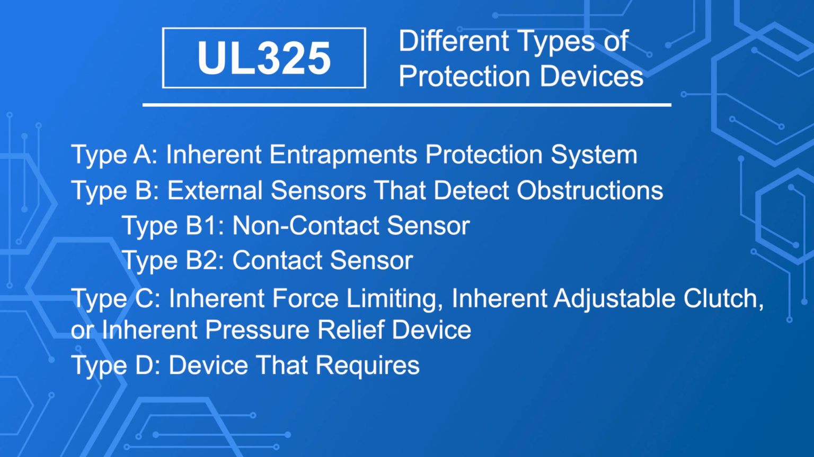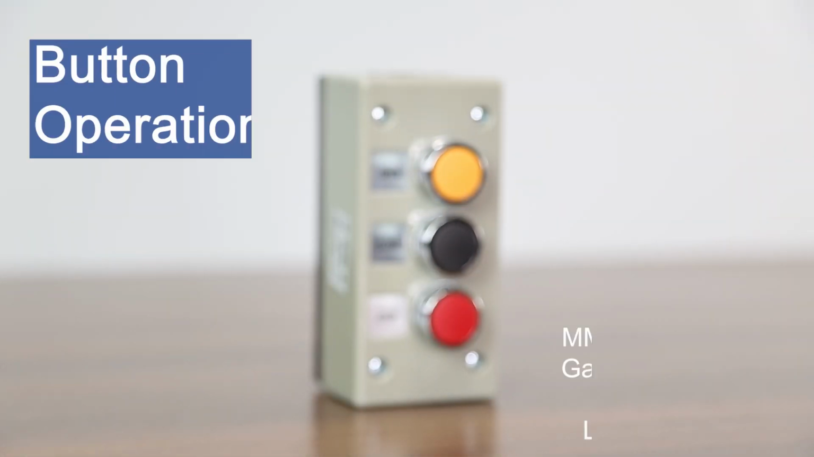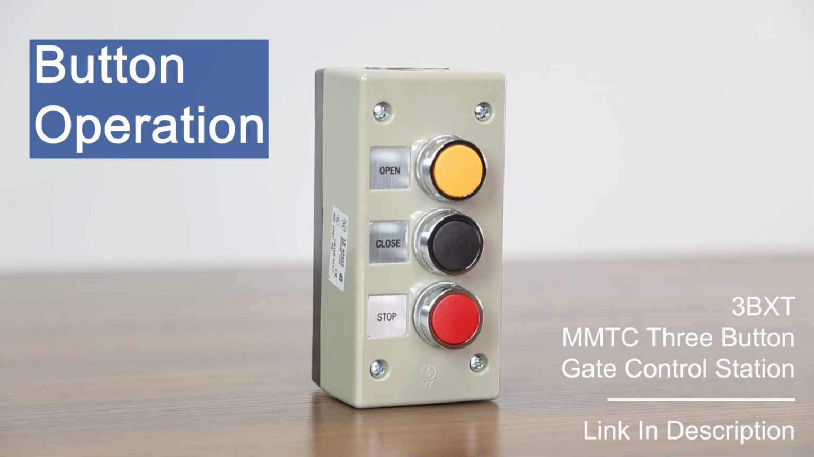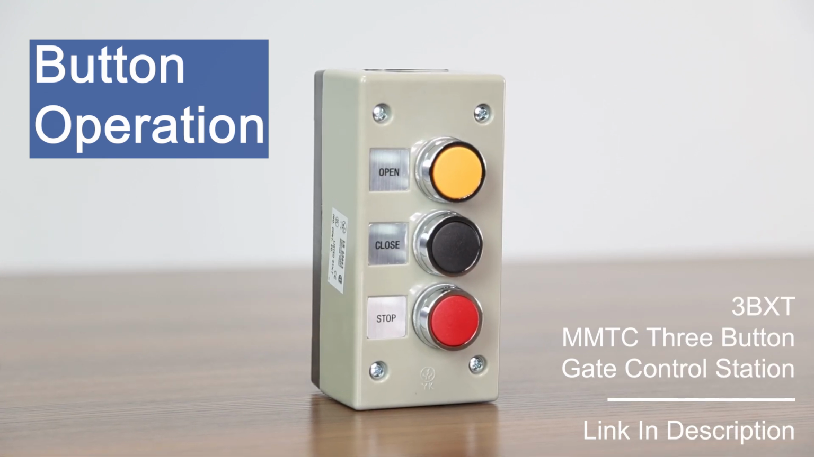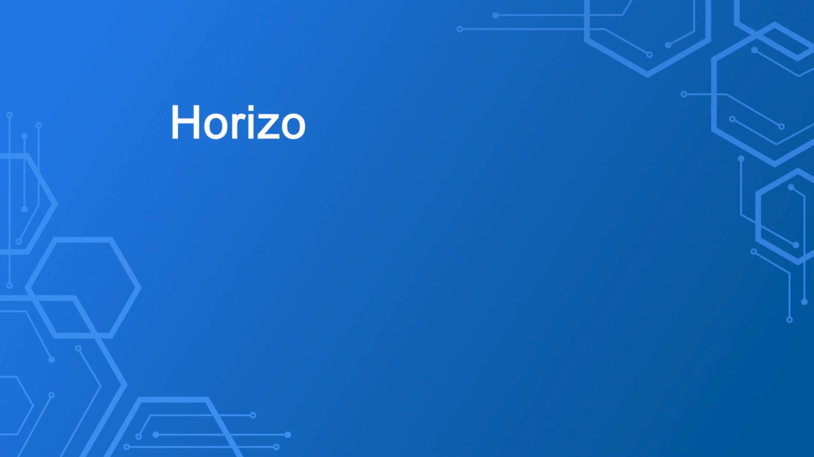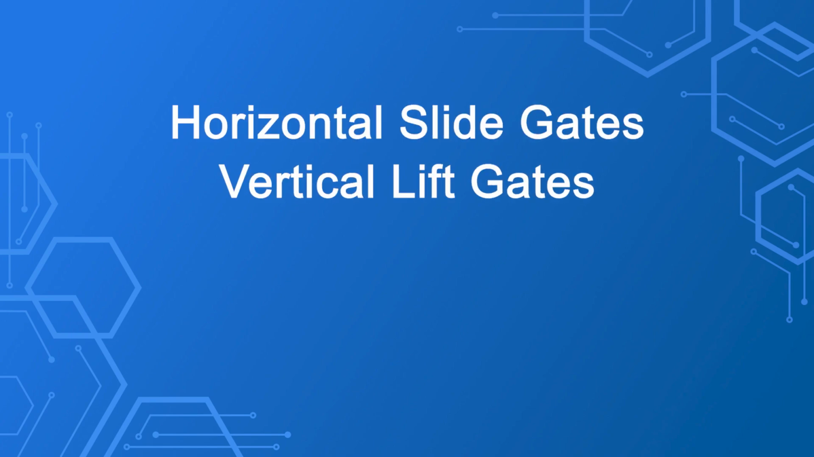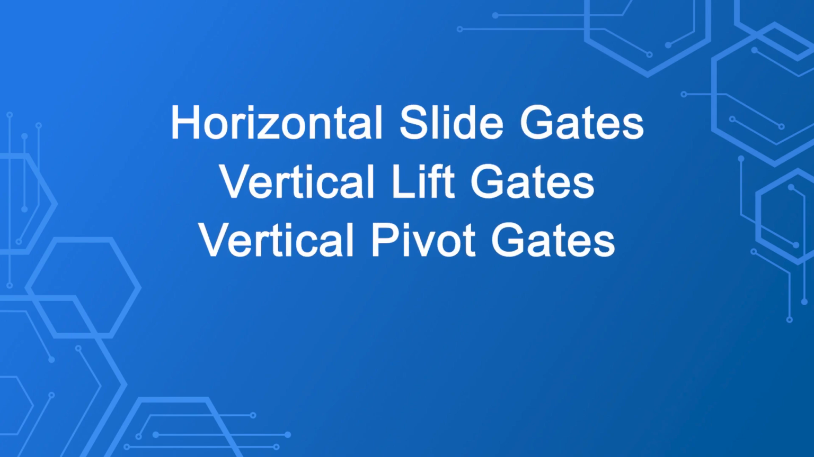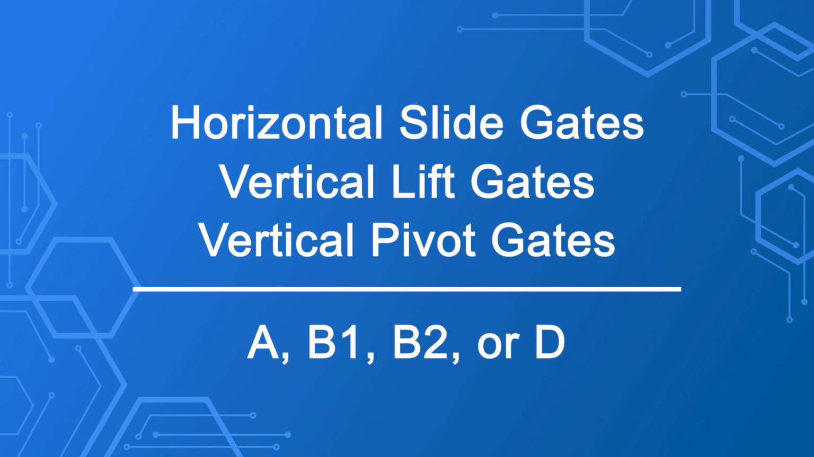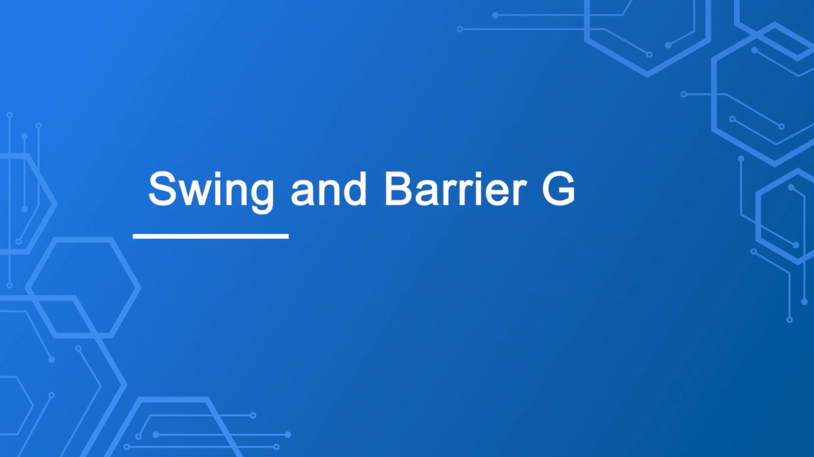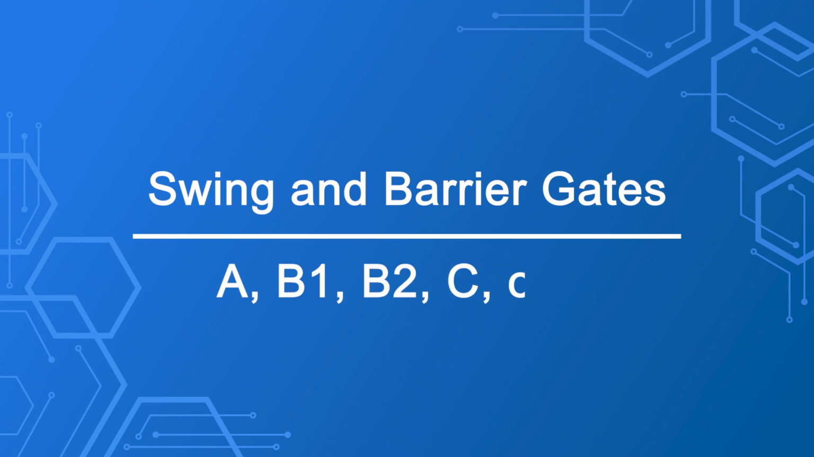Type D is any actuating device that requires continuous pressure to maintain the opening or closing motion of the gate, such as a button or a switch. For example, this 3-button control station allows you to manually open or close the gate, and it is UL listed. For horizontal slide gates, vertical lift gates, and vertical pivot gates, the entrapment protection devices can be Type A, B1, B2, or D. For swing and barrier gates, Type A, B1, B2, C, or D can be used.